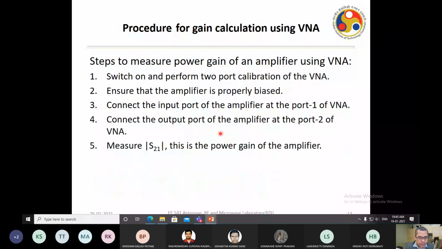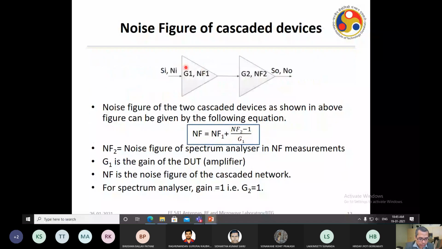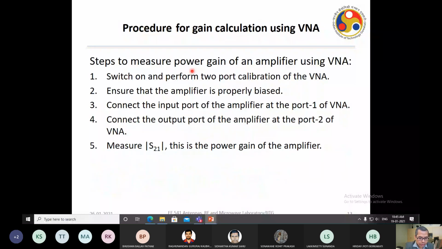So first thing, let's try to find power gain of an amplifier. So we need G1. This is an amplifier, the first device here, and we need G1. To find out G1, you can either use VNA or you can use the spectrum analyzer. If you want to find gain of an amplifier using VNA, that is very simple. So first step is you do the port calibration, 2-port calibration that you have already done in the last lab. Whenever you want to use VNA, you do calibration first so that you can take care of all the cable losses and you can minimize the errors.